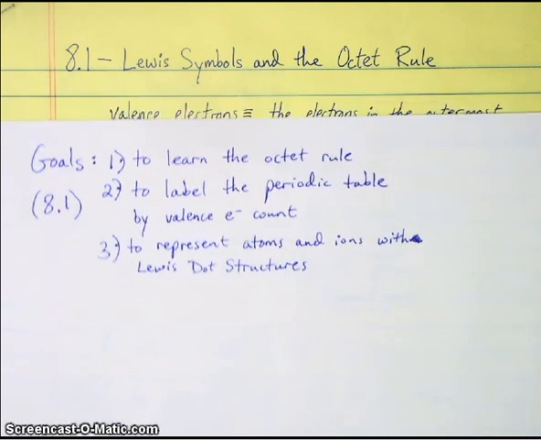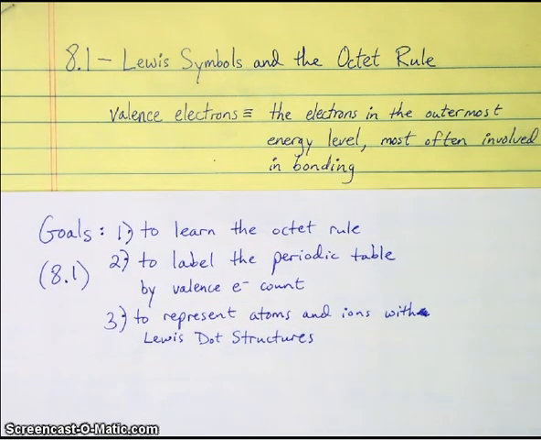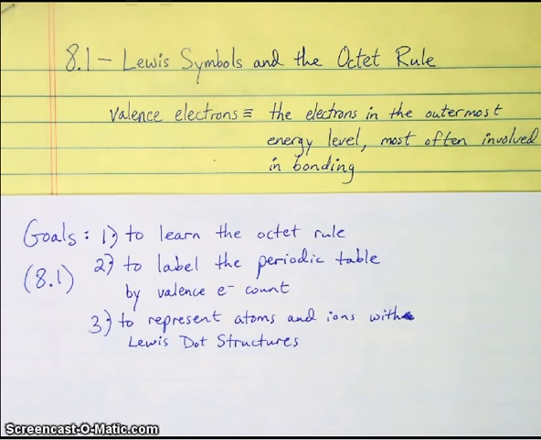So before we get into all those parts, we need to start out by defining valence electrons. We talked about it last chapter, but these are the electrons that are in the highest energy level. We would also say that they have the highest principal quantum number.